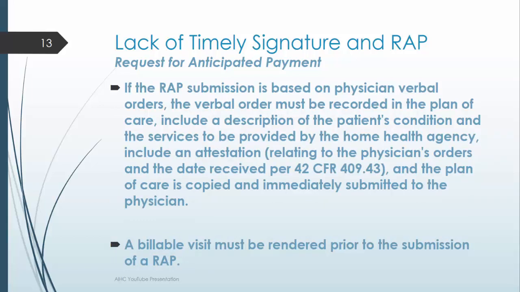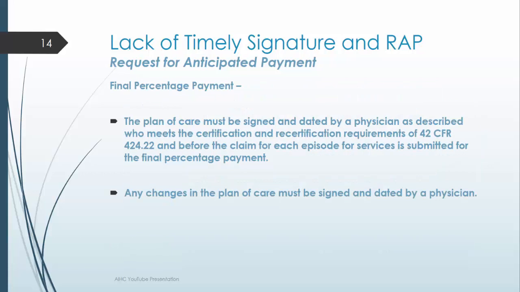If the request for anticipated payment submission is based on physician verbal orders, the verbal order must be recorded in the plan of care, include a description of the patient's condition and the services to be provided by the home health agency, include an attestation, and the plan of care is copied and immediately submitted to the physician. A billable visit must be rendered prior to the submission of the request for anticipated payment. For the final percentage payment, the plan of care must be signed and dated by the physician before the claim for each episode of services is submitted for the final percentage payment. Any change in the plan of care must be signed and dated by a physician.